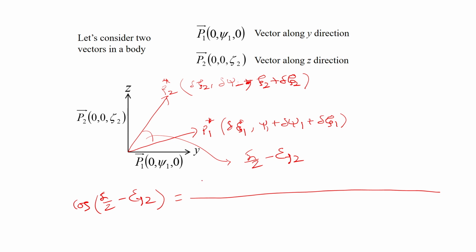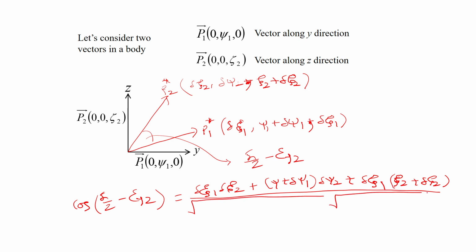So, that is nothing much. So, delta xi 1 delta xi 2 plus psi 1 plus delta psi 1 into delta psi 2 plus delta zeta 1 into zeta 2 plus delta zeta 2, and here there are square roots, and then there are 2 square roots here. So, I will just try to fit everything over here.